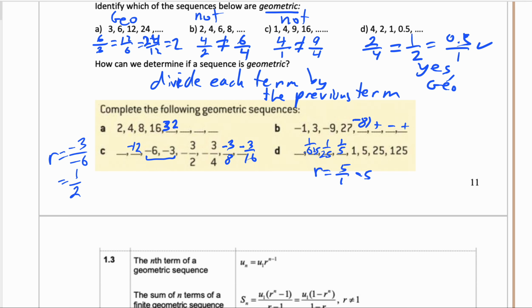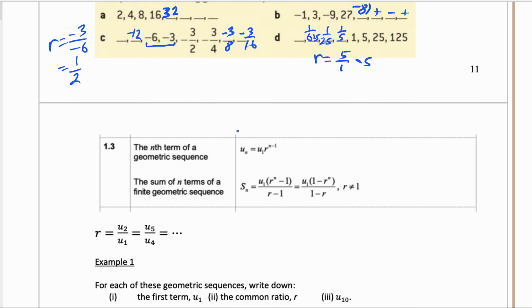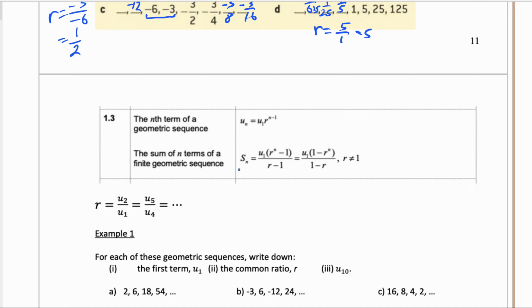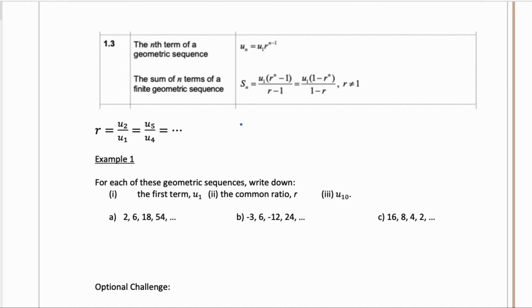Okay, so this is what the formula for the nth term in a geometric sequence looks like in the formula booklet. We just derived it above. And next time we're going to look at the sum of a geometric sequence.